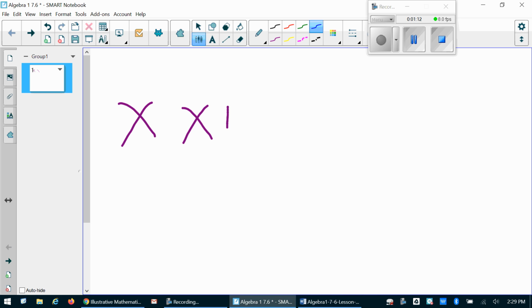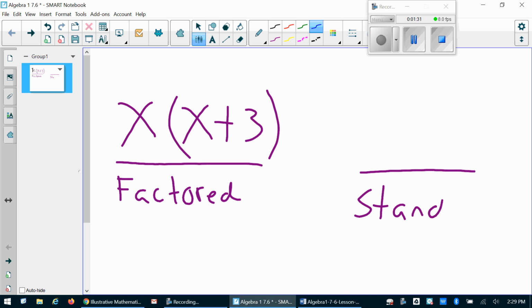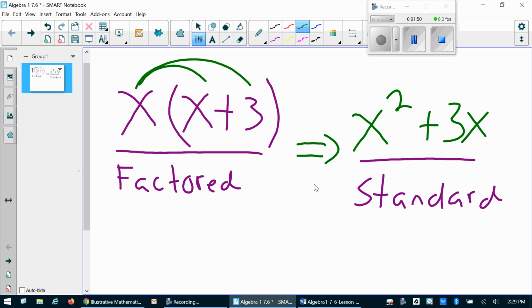That first example is x times (x plus 3). This is in factored form. If I want to go to standard form, we would distribute the x on the outside to both terms inside of the parentheses. X times x is x squared, and x times 3 is 3x. I'll do one more example of those.